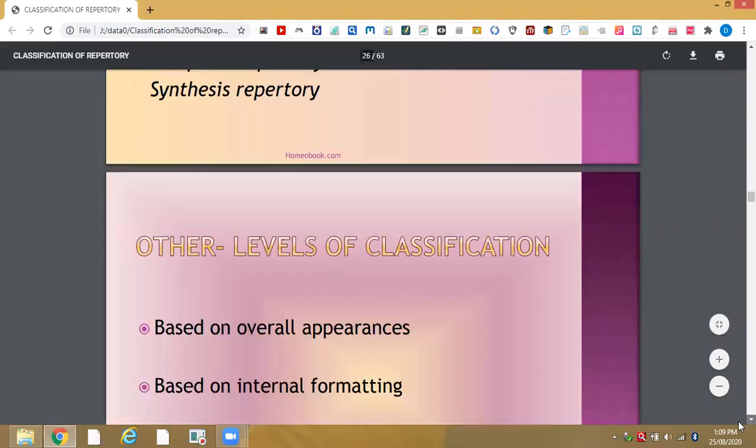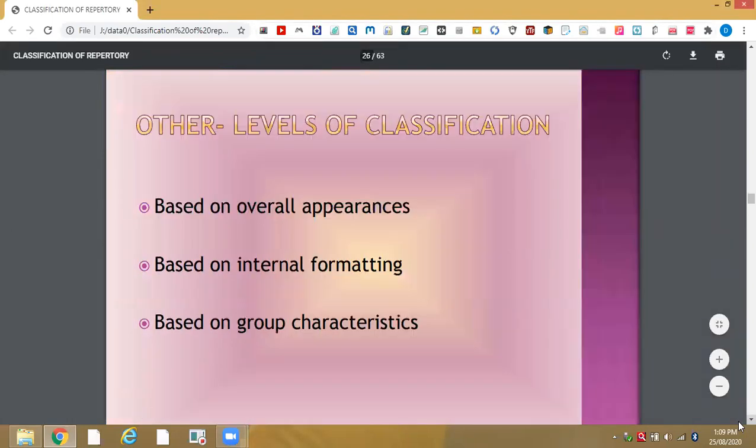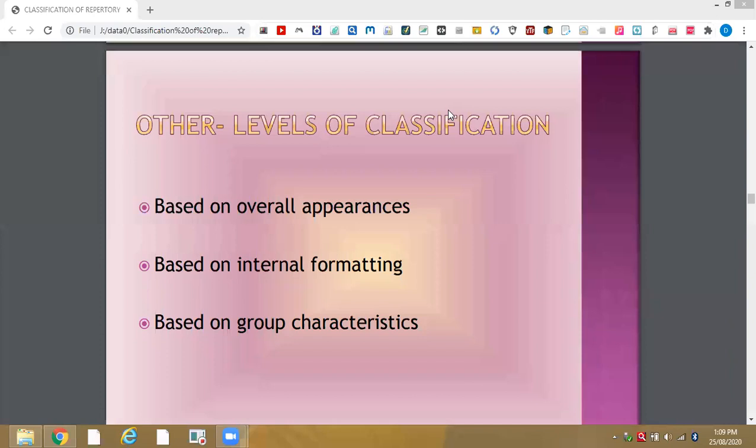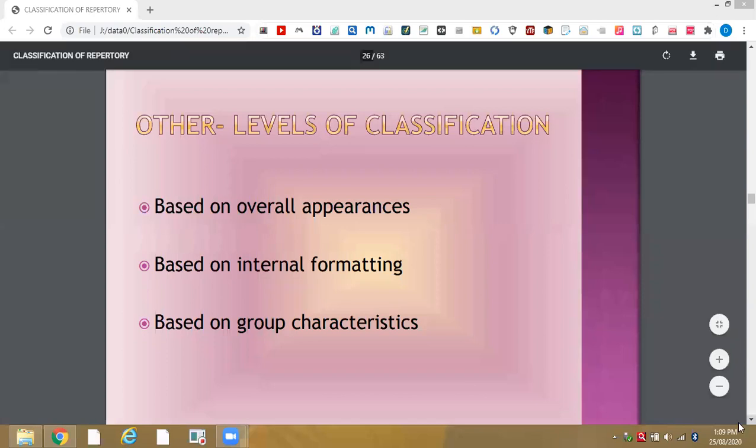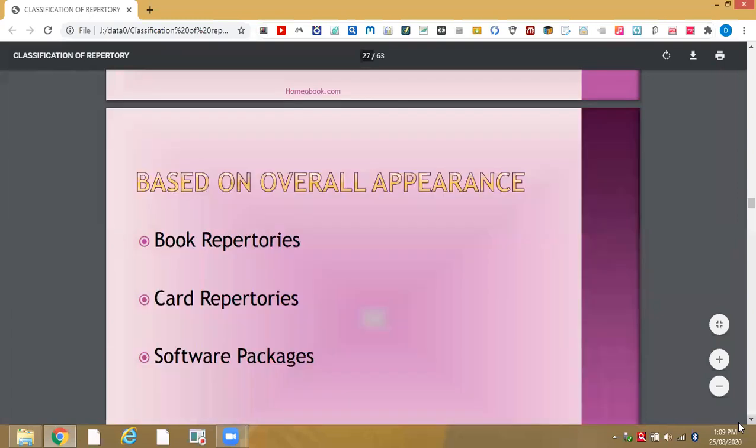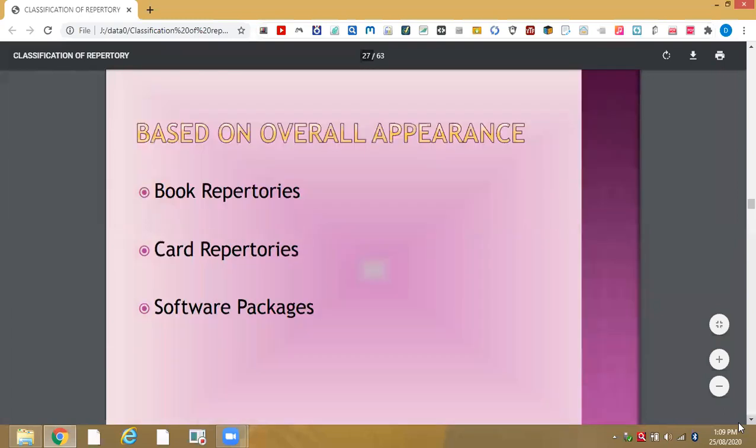Then other levels of classification. How are the repertories classified in other ways? It is based on overall appearance, then based on internal formatting, and based on group characteristics. So we discuss one by one. First, based on overall appearance, that is, according to the appearance of the repertory.